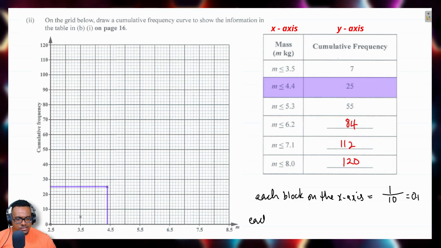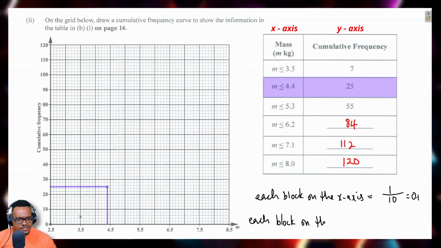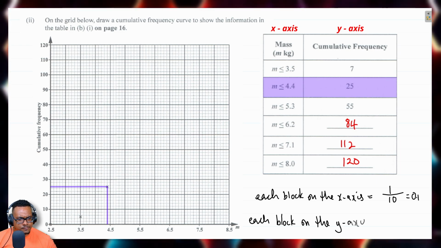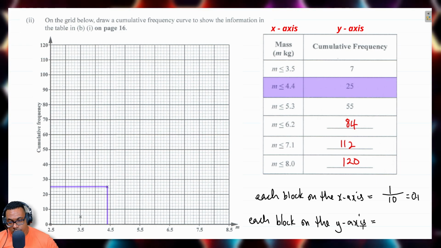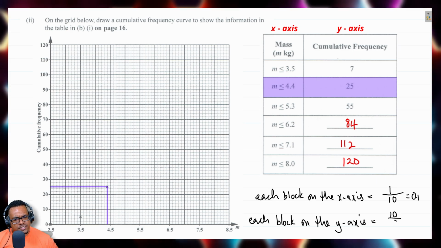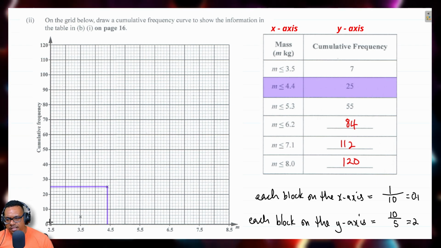So each block on the y-axis is equal to the unit, which is 10, over the number of blocks, which is 5, and that will be 2. Therefore, every little block on the y-axis would be 2.